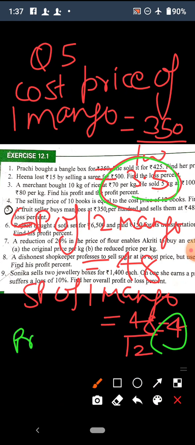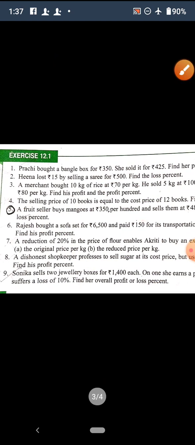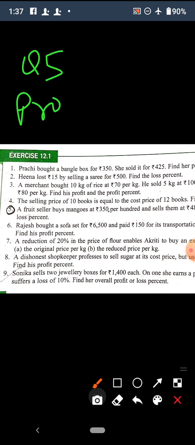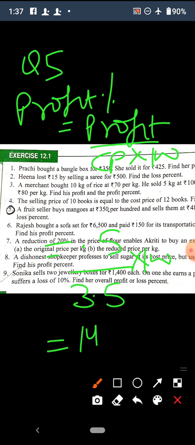So what is the profit? Profit will be SP minus CP. 4 minus 3.5, that is 0.5. Profit is equal to 0.5. Now the profit percentage will be profit upon CP into 100, that is 0.5 upon 3.5 into 100. So when you solve it, your answer will be 14.28%.